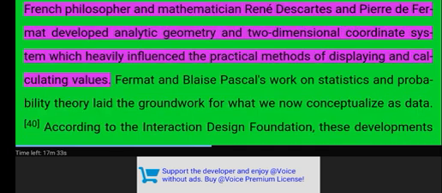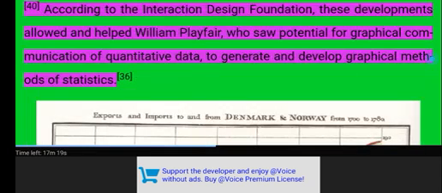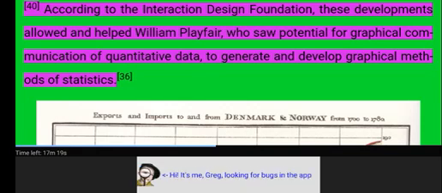French philosopher and mathematician René Descartes and Pierre de Fermat developed analytic geometry and the two-dimensional coordinate system, which heavily influenced the practical methods of displaying and calculating values. Fermat and Blaise Pascal's work on statistics and probability theory laid the groundwork for what we now conceptualize as data. According to the Interaction Design Foundation, these developments allowed and helped William Playfair, who saw potential for graphical communication of quantitative data, to generate and develop graphical methods of statistics.